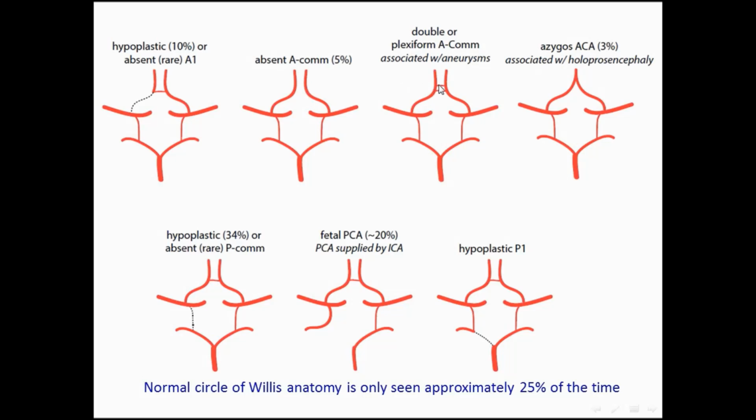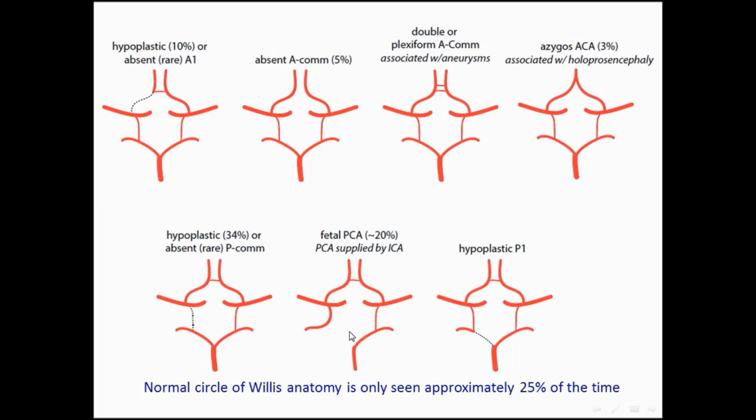This is a case of duplicated anterior communicating artery. This is a case of azygous anterior cerebral artery, in which the two sides of the anterior cerebral arteries are combined to form one anterior cerebral artery. This is a case of hypoplastic or absent posterior communicating artery.